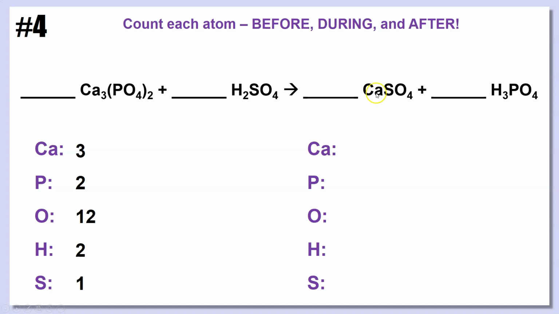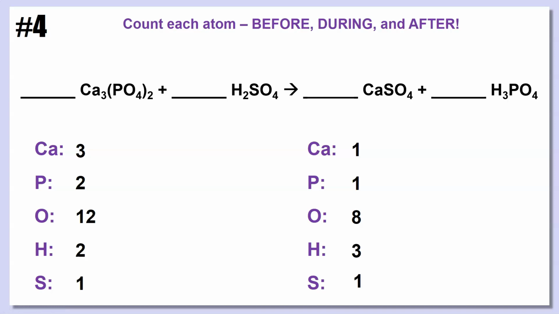On this side, you have 1 calcium. You have 1 phosphorus. 4 plus 4 oxygens, you got 8. And you have 3 hydrogens and 1 sulfur. So where do we start?